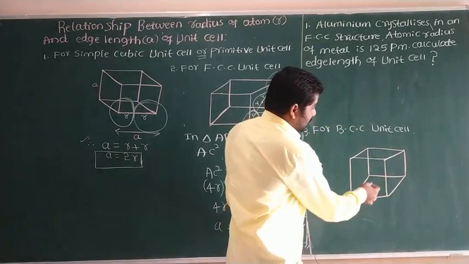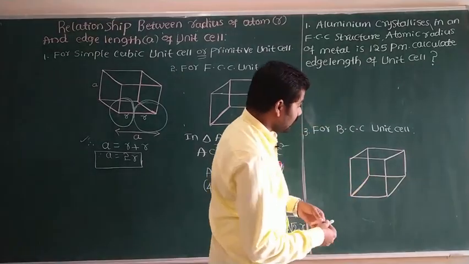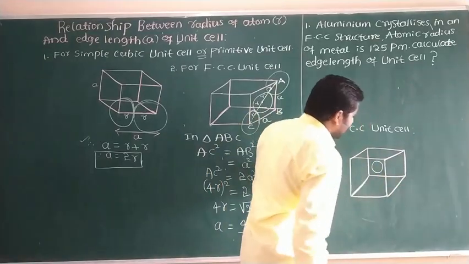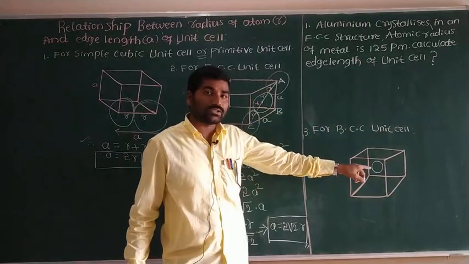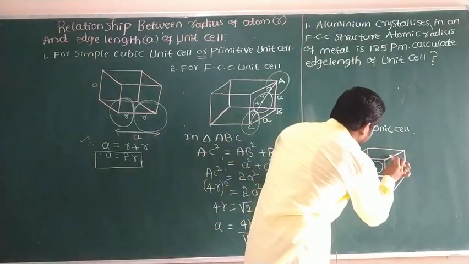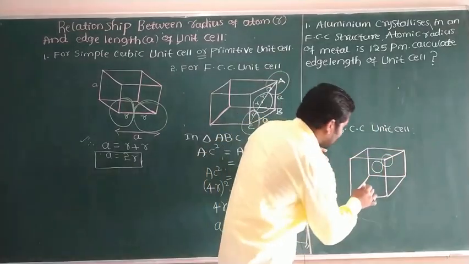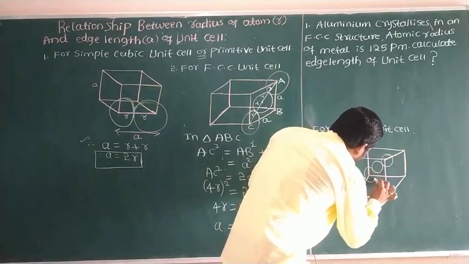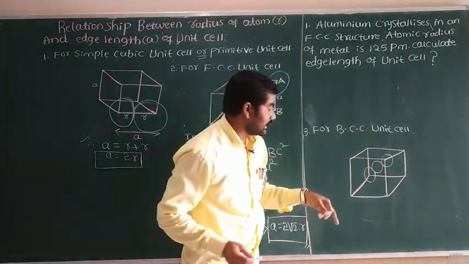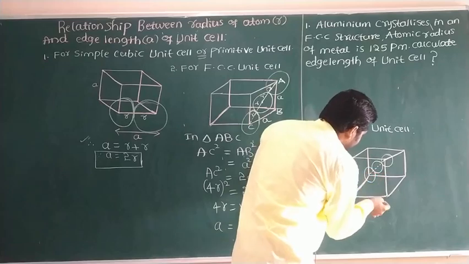Okay, so this is the center of the body and these are the corner particles. Therefore, in a BCC unit cell, the constituent particles are present at 8 corners. In addition to the 8 corners, one constituent particle is present at the center of the body. In addition to the body center, the particles are also present at 8 corners. This is one corner and this is one more corner. Clear? These two are the corner atoms and this is the body center atom. So, we will join all these 3 atoms.